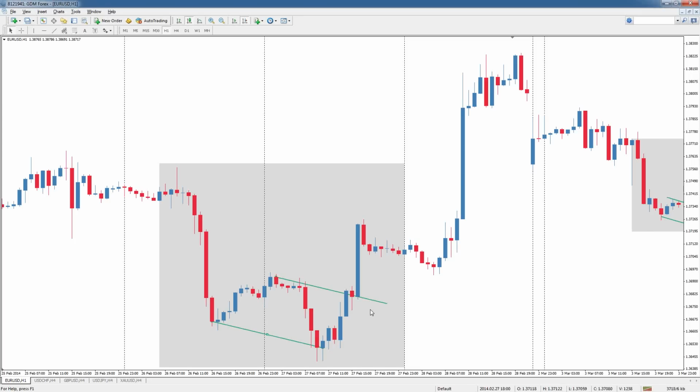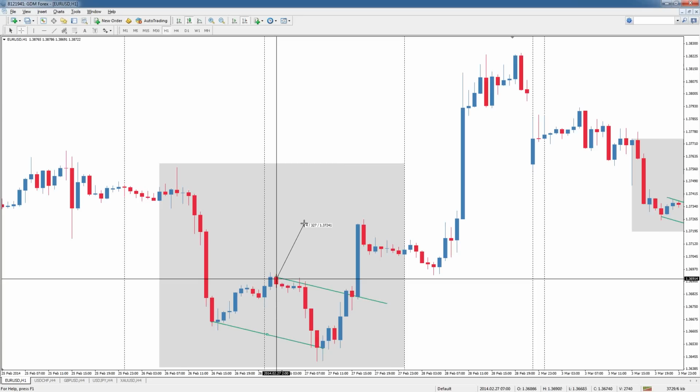First off, let's think about our target. We can use the crosshair once again from the neckline straight down to the two lows. That's 33.9 pips, or let's say 40 pips.